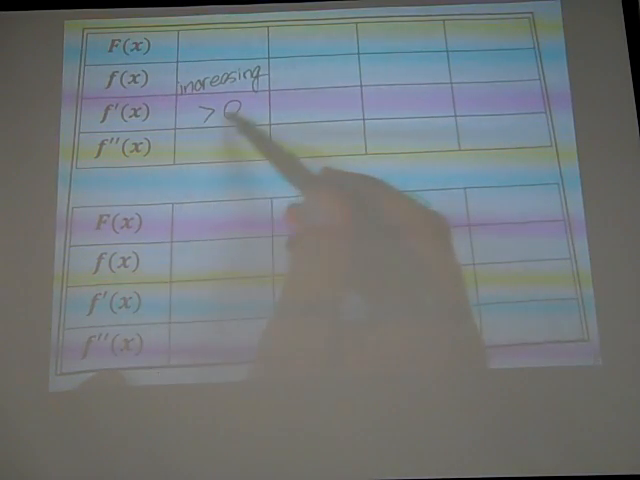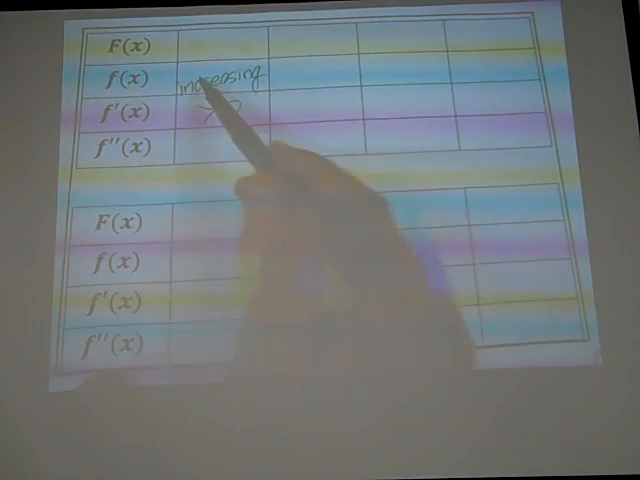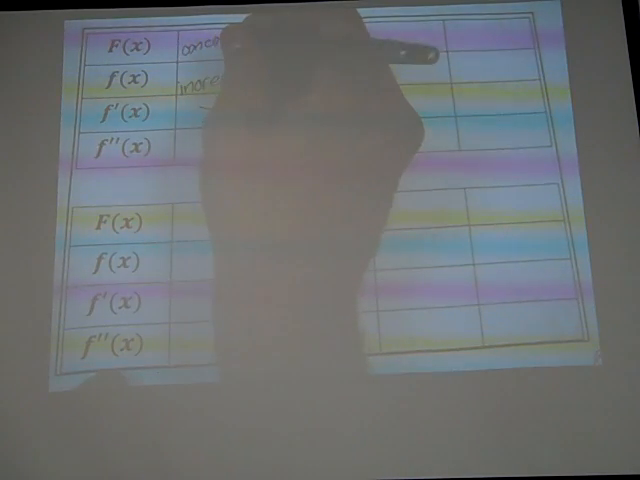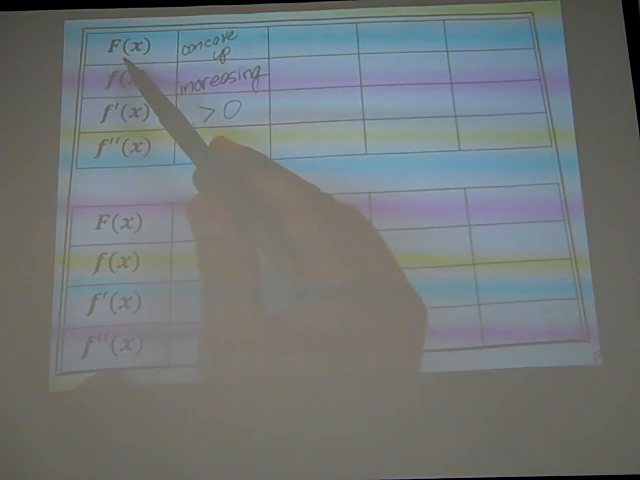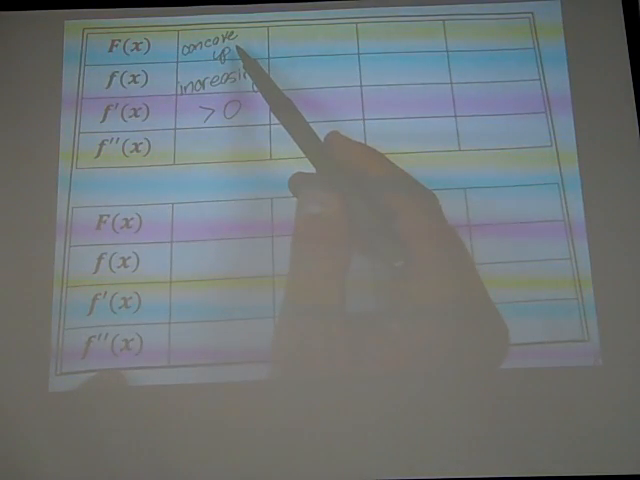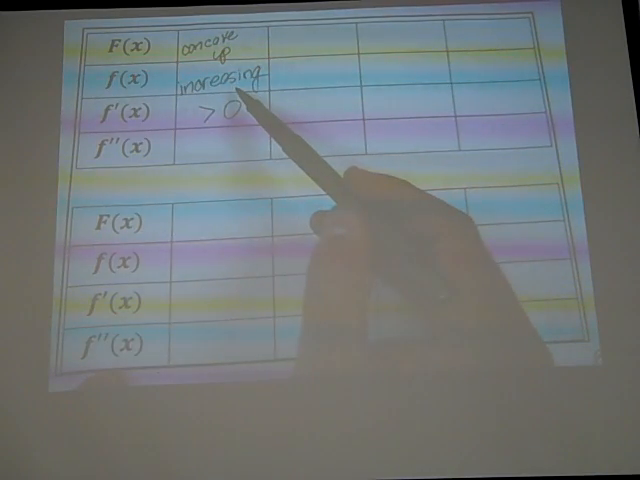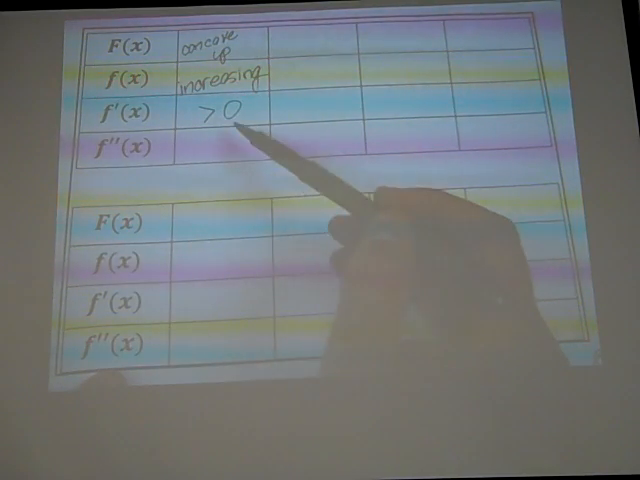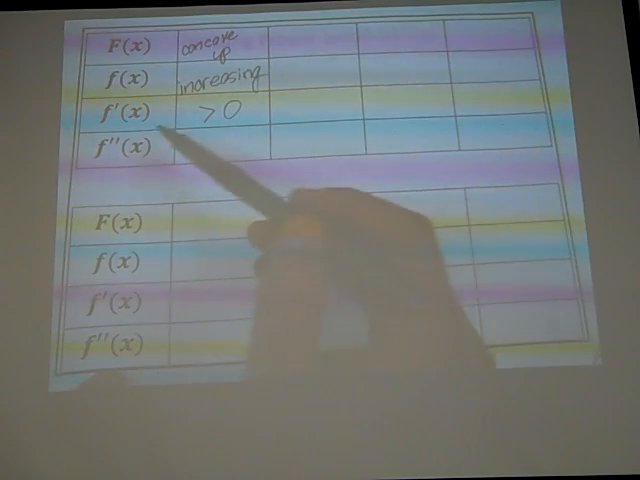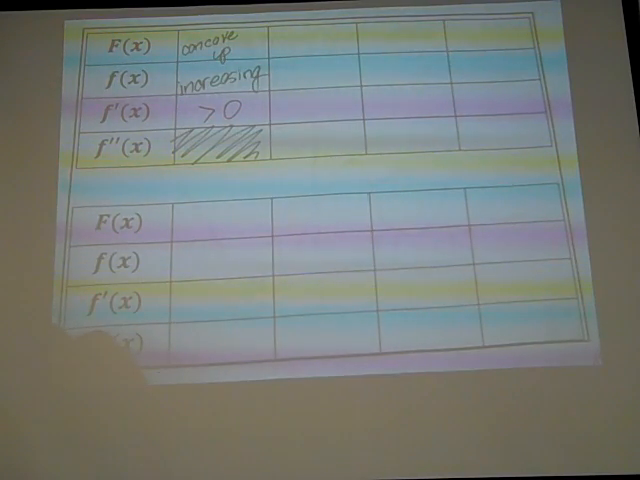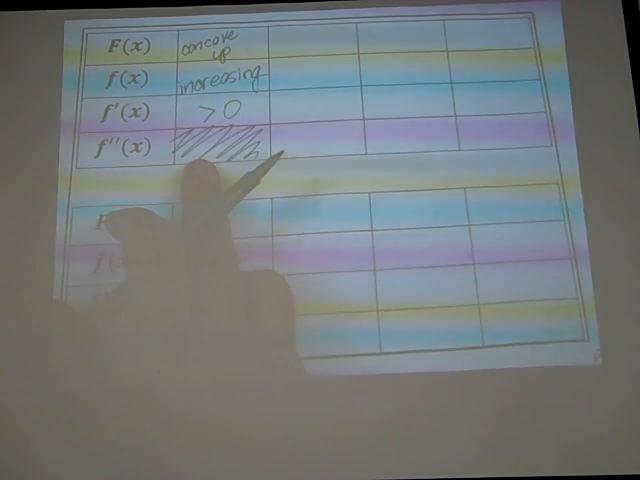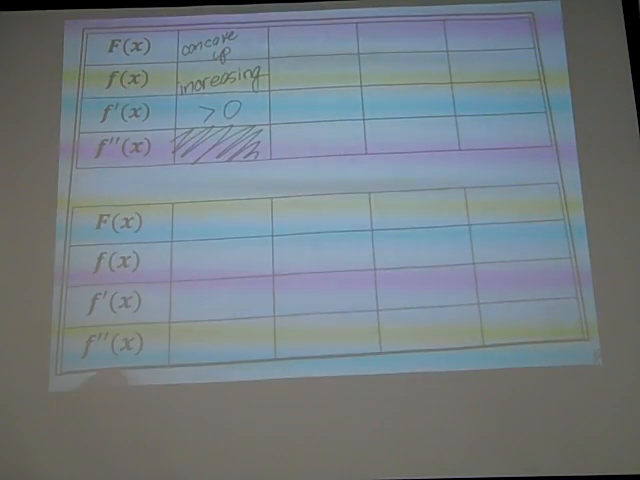But if this over here is greater than 0 and f is increasing, then what that implies is that the antiderivative is actually going to be concave up. So the sequence here is the antiderivative is concave up, which tells me that the original function is increasing, which tells me that the first derivative is positive. If all that I know is that the first derivative is positive, I can't make any claims about what's happening with the second derivative here. Okay, so that's one pattern.